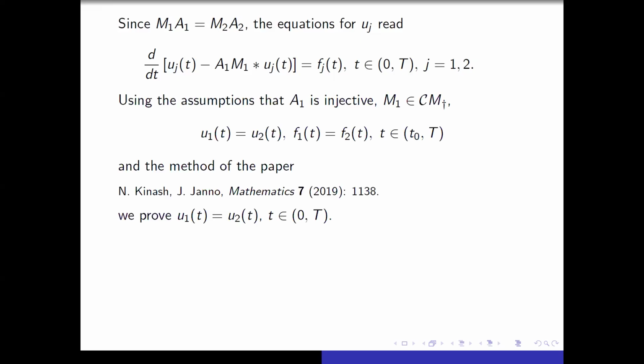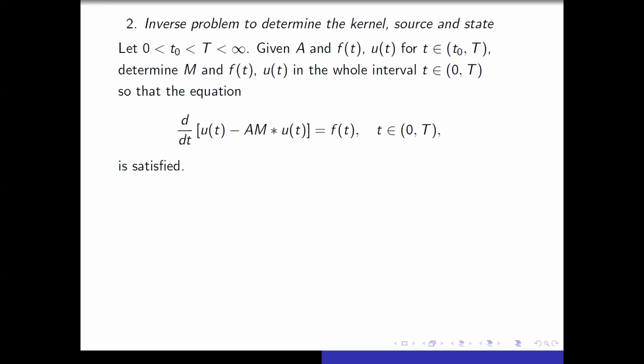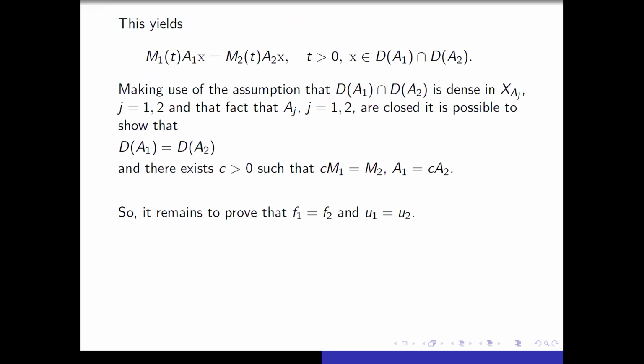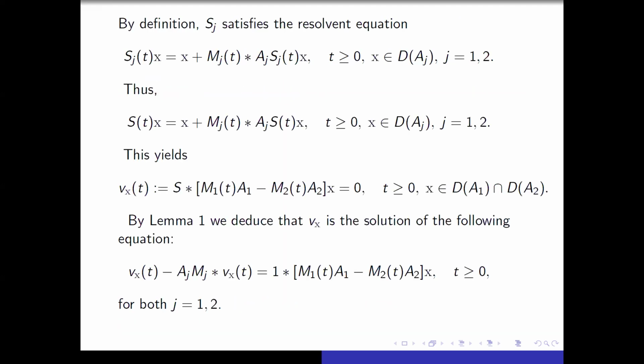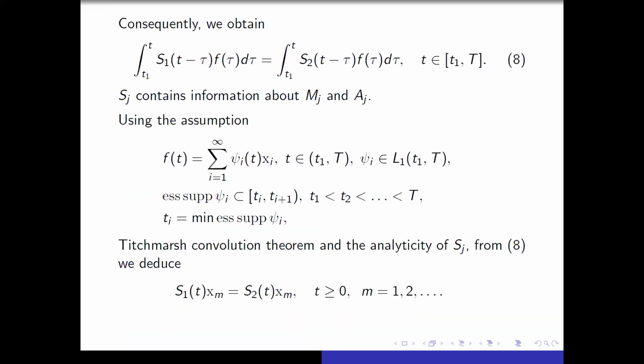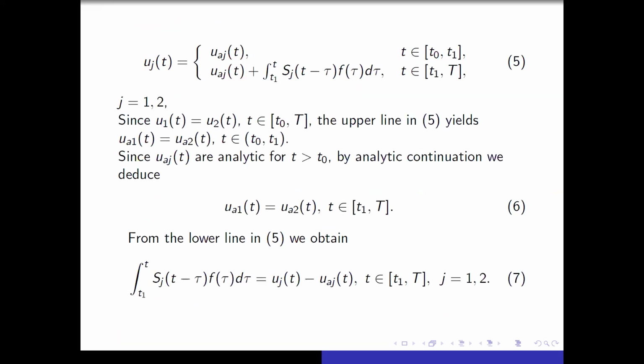And now it is possible to use some results from the older paper to prove that U1 and U2 in this convolution relation. And finally, F1 equals F2 follows immediately. So this is such a case when both operator and kernel are unknown.